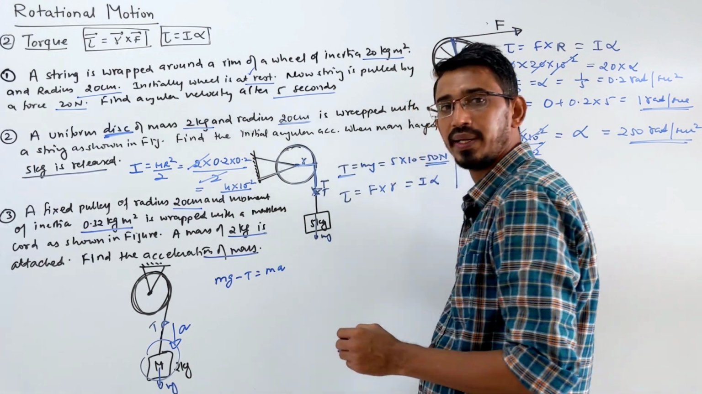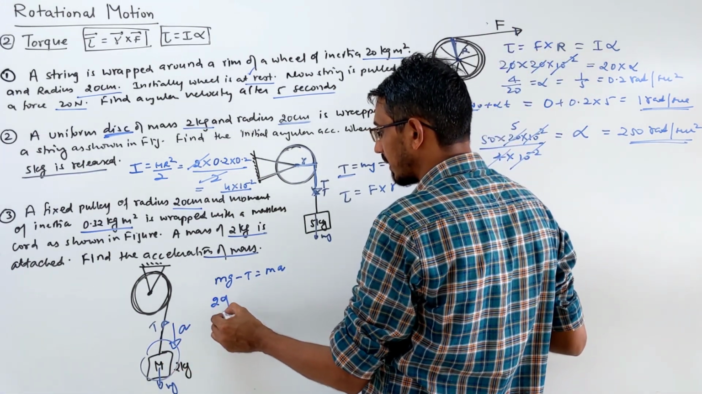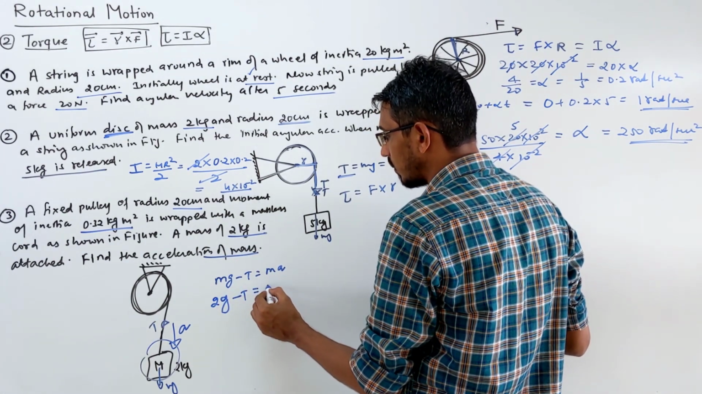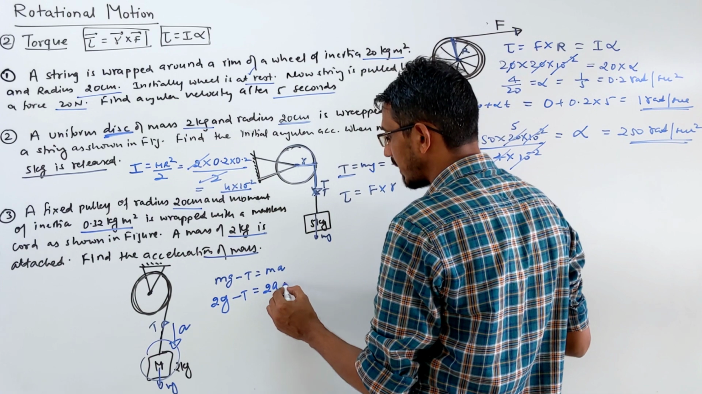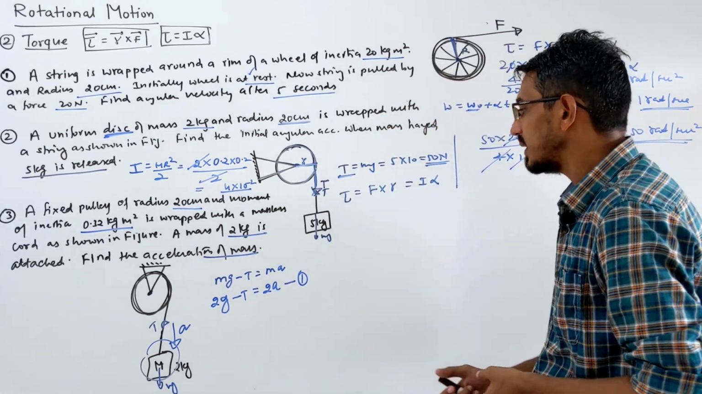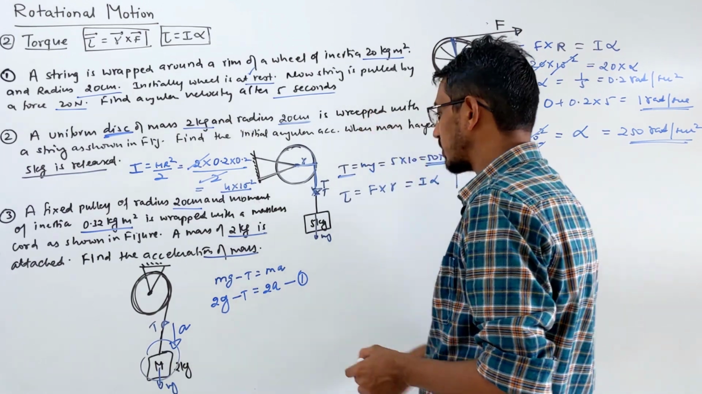Ma. Correct? M is given as 2 kg, so I write 2 G, I will put the letter G, minus T is equal to M, which is again 2, times acceleration A, which we don't know. Let's write this as equation number 1. Correct? This is the equation we wrote from Newton's law, from the FBD of this. Now let's write torque also.